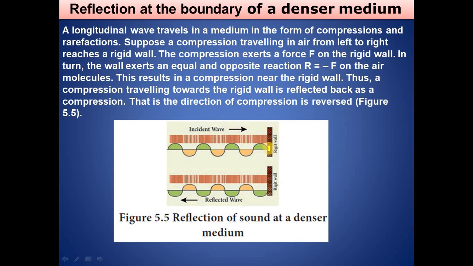Suppose a compression traveling in air from left to right reaches a rigid wall. Rigid means it does not change its shape and size when an external force is applied on it. So, a rigid wall, left to right. So, a compression traveling in air from left to right reaches a rigid wall.